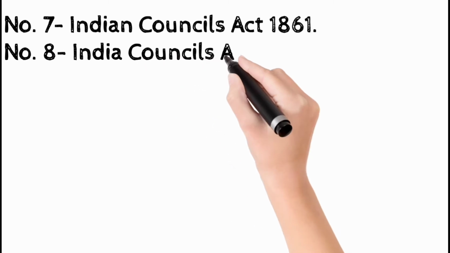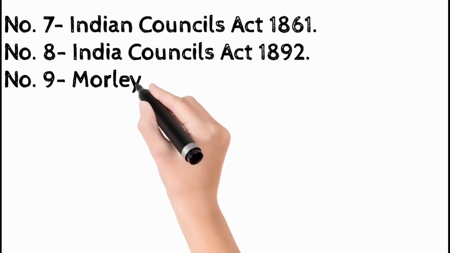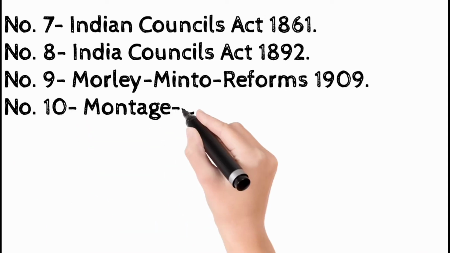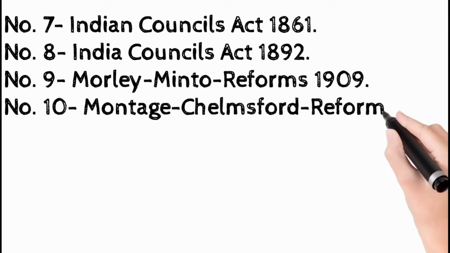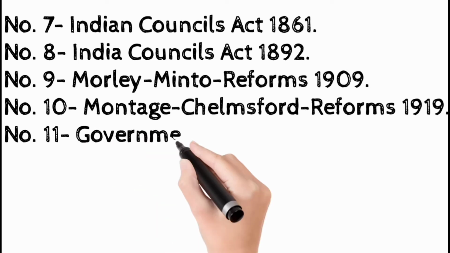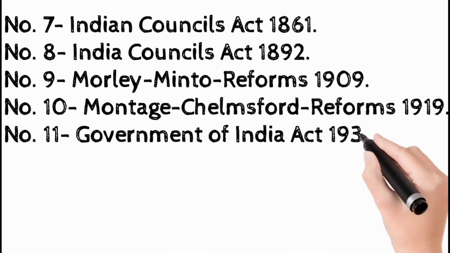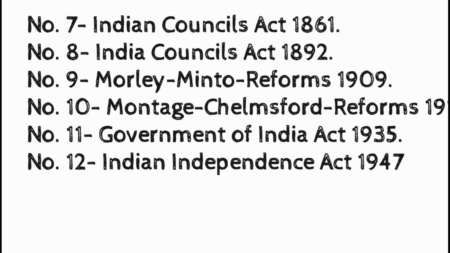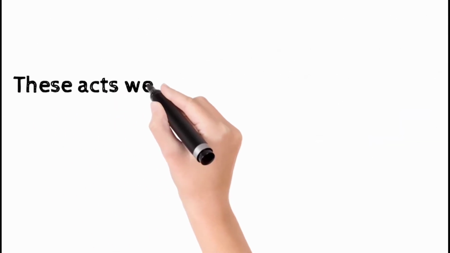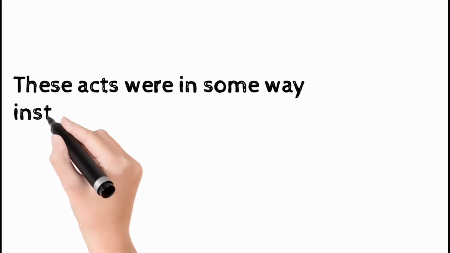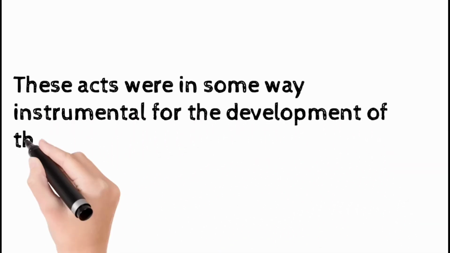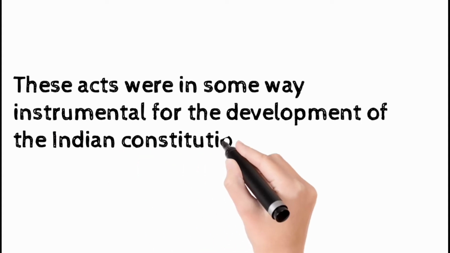Number 8, Indian Councils Act 1892. Number 9, Morley Minto Reforms 1909. Number 10, Montague Chelmsford Reforms 1919. Number 11, Government of India Act 1935. Number 12, Indian Independence Act 1947. These acts were in some way instrumental for the development of the Indian Constitution.